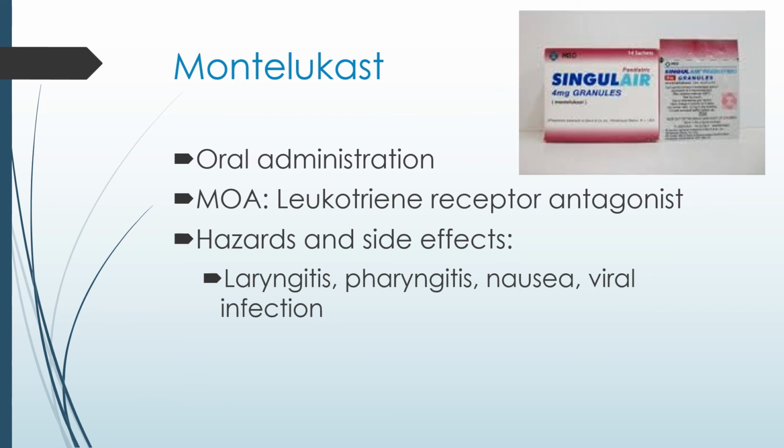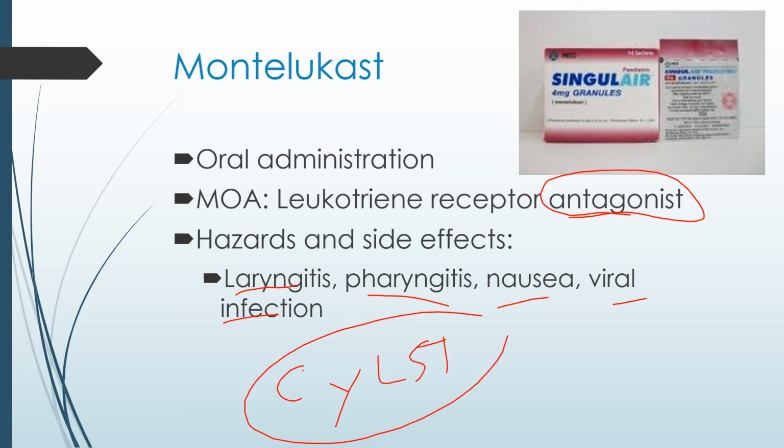Singulair, right? This is one of the drugs that I used quite a bit. Singulair is a great one. It's an oral administration. It's also a leukotriene receptor antagonist. The big side effects are the same as your zafirlukast, right? You're going to have that laryngitis, pharyngitis, nausea, more prone to viral infections, things like that. And remember, these ones block the CysLT receptor, right? They block that area. So they block it from triggering all that bad stuff.